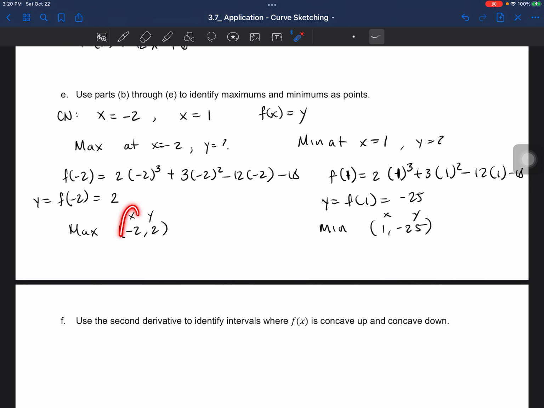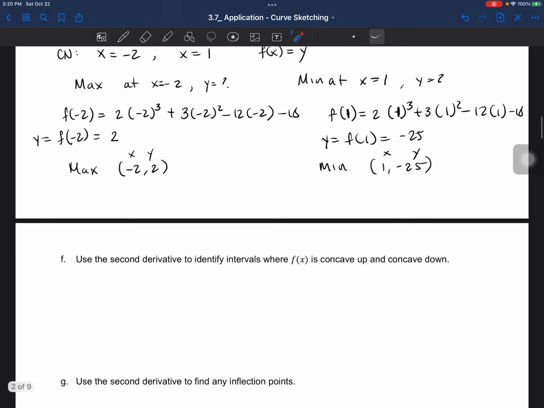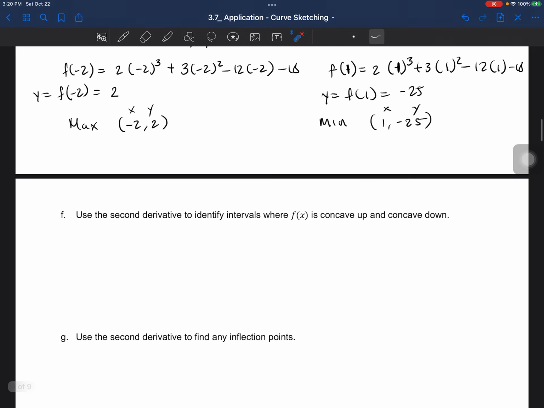Alright, so let's move on to the next part. Just real quick, because we always get this confused: x is the location of where your max is located. The actual maximum value of the function is 2. Again, this is the location where you're going to find the minimum value. The actual minimum value is -25. Right? And then we're talking about local max, local min.